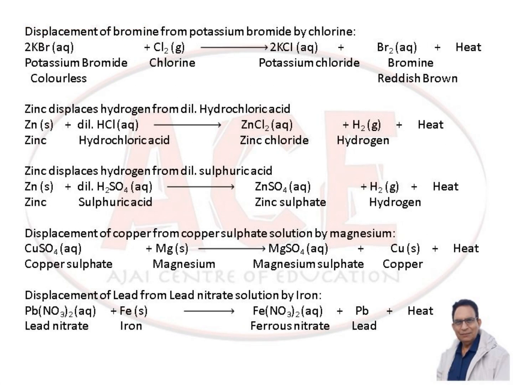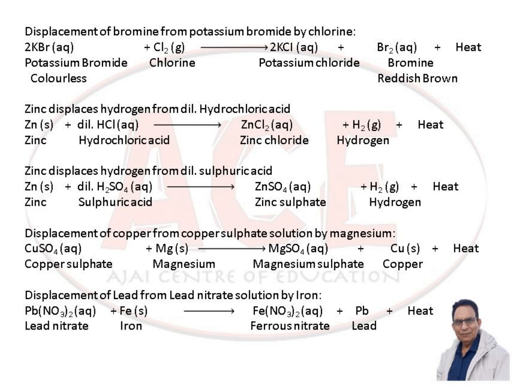More displacement reactions. Displacement of bromine from potassium bromide by chlorine. KBr, which is potassium bromide, reacting with chlorine gives KCl, which is potassium chloride, plus bromine and heat. Potassium bromide is colorless, while bromine is reddish brown in color.